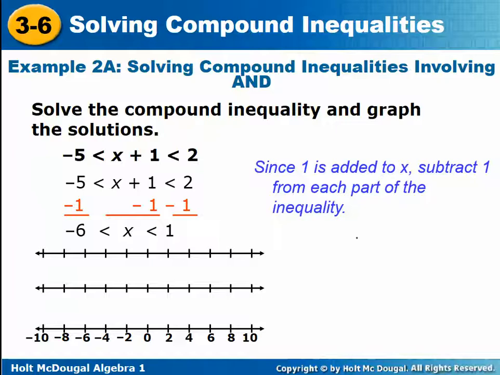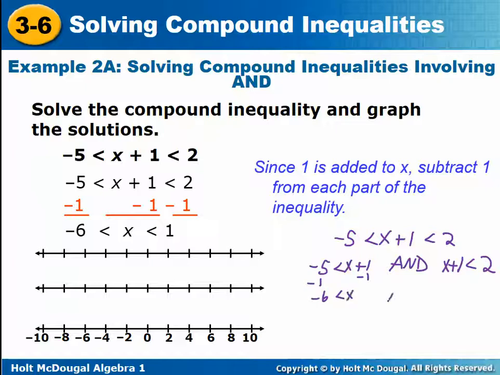The other way is to rewrite this compound inequality as its 2 parts. So this means that -5 is less than x plus 1 and x plus 1 is less than 2. So you rewrite it as its 2 parts, and then you solve each part. So this would be -6 is less than x, and we could change that to x is greater than -6. And subtract 1, x is less than 1. So we would need to graph x is greater than -6 and x is less than 1.